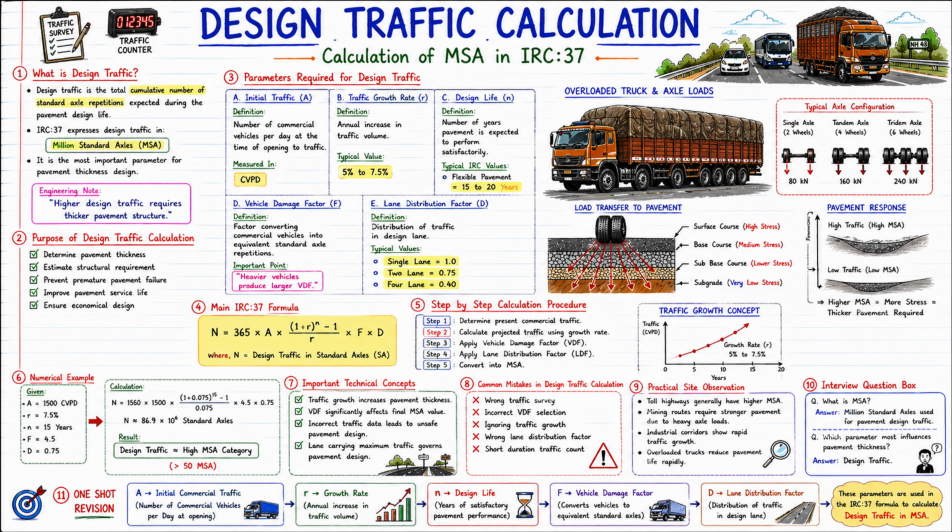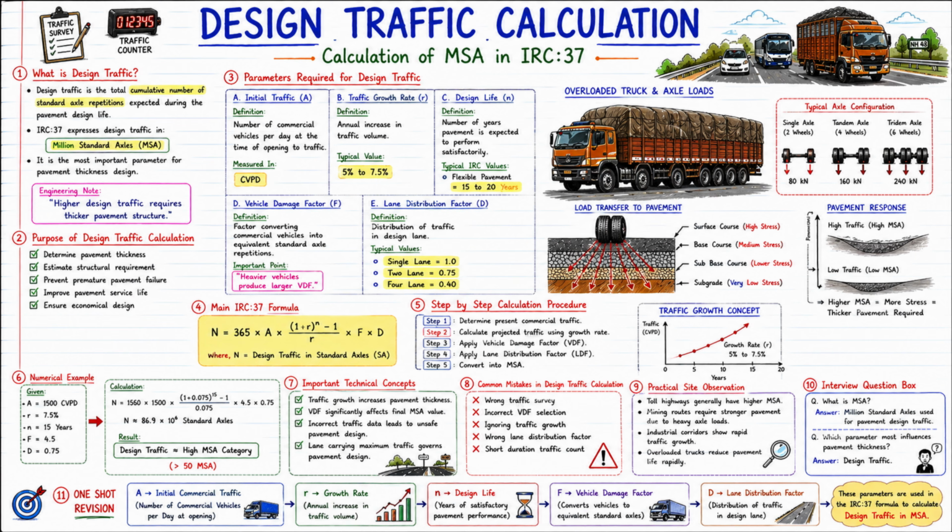8 common mistakes in design traffic calculation. Wrong traffic survey. Incorrect VDF selection. Ignoring traffic growth. Wrong lane distribution factor. Short duration traffic count. और यही मिस्टेक्स फ्यूचर पेवमेंट फेलियर का कारण बनती हैं.